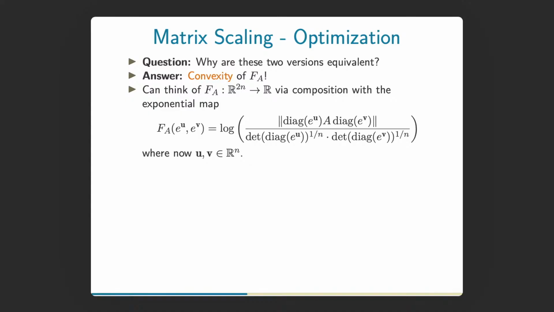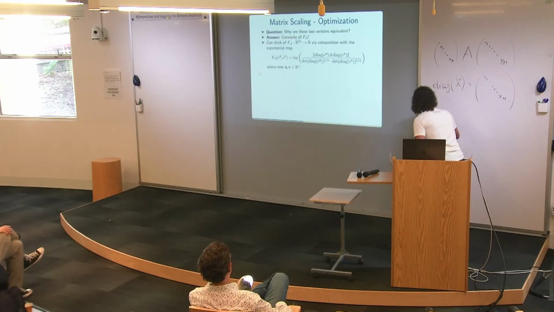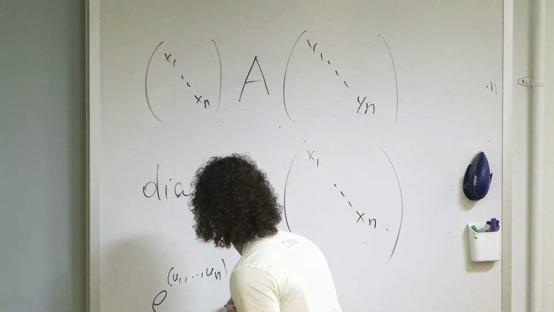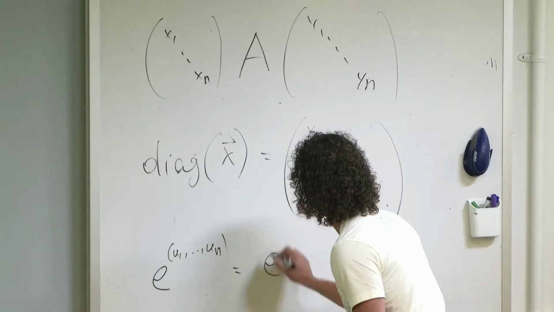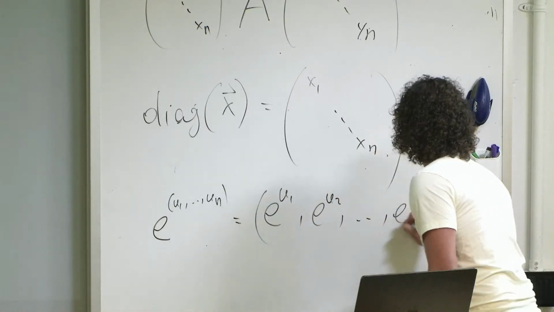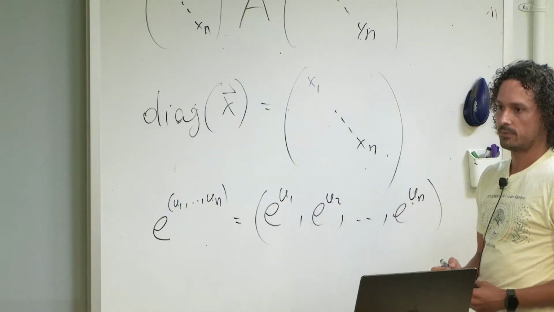Maybe worth clarifying what e to the u was. Oh yeah, e to the u is always element-wise, right? So if I have e to the u1 up to un, yes, let me clarify that. It's just going to be e to the u1, e to the u2, e to the un. Let me explain my notation here.